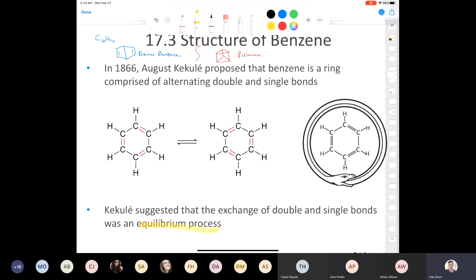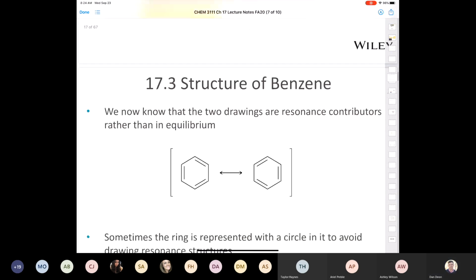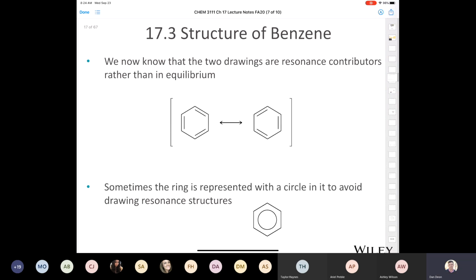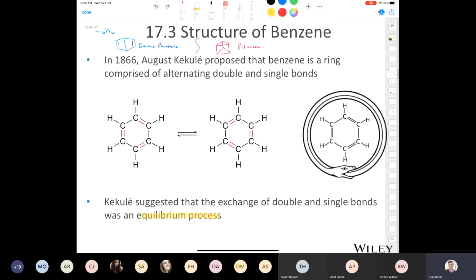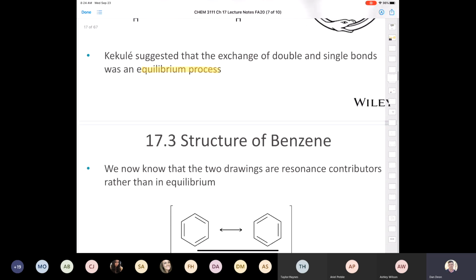But we know that this is not an equilibrium process, right? We know that this is not what's happening. We know that the benzene is actually in resonance, okay? And resonance is not an equilibrium process, okay? We now know that the 2 drawings are resonance contributors rather than in equilibrium. So in fact, we could even go back here, and why don't we just cross this out because they're not in equilibrium with each other. They are resonance structures.